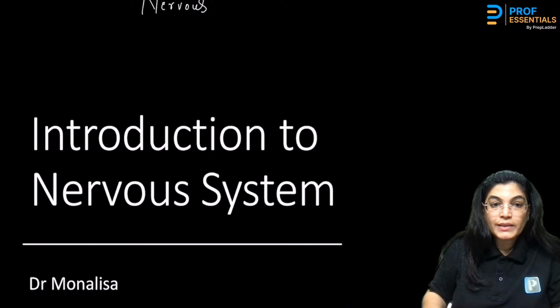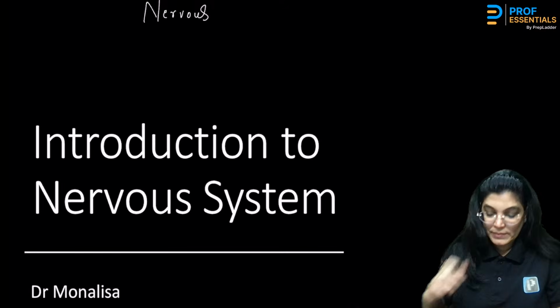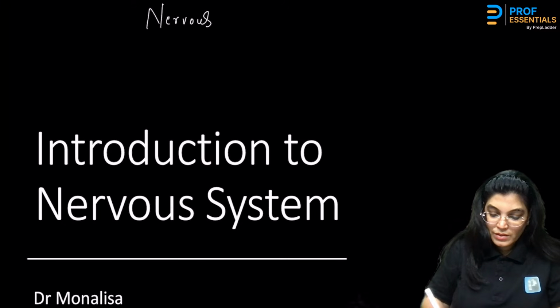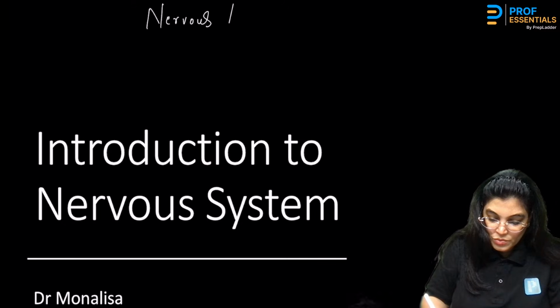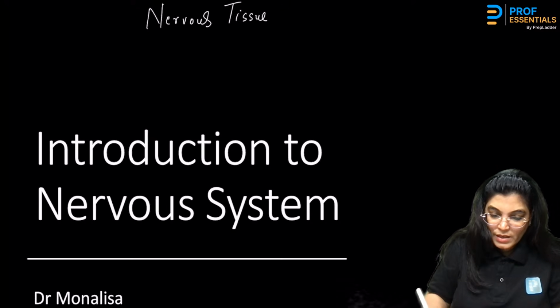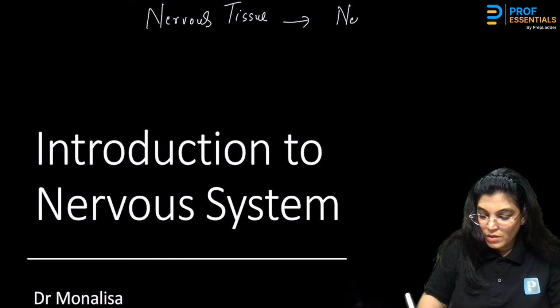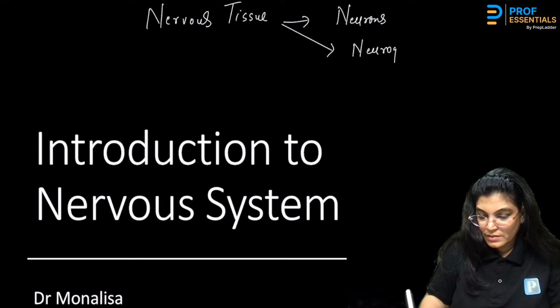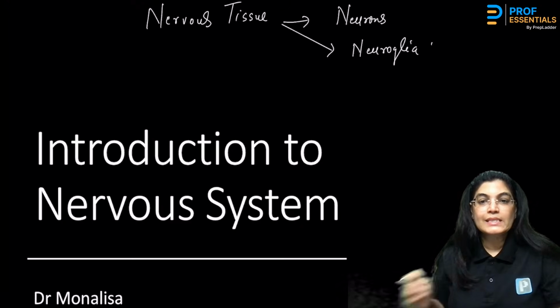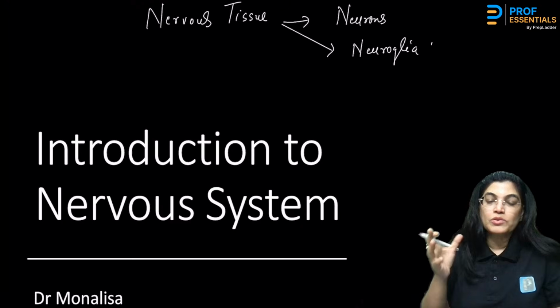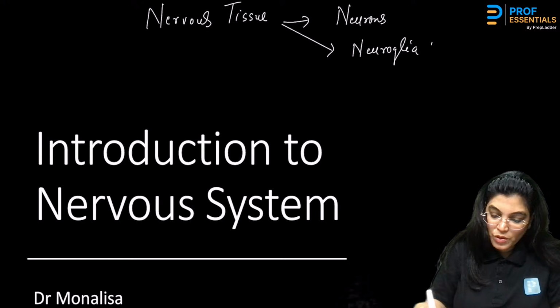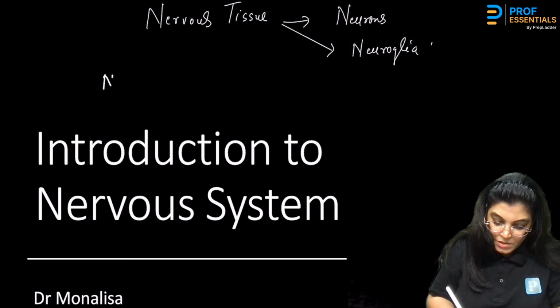So the important point is, if I am talking about the nervous system or nervous tissue, it consists of neurons and neuroglial cells. Okay, that is clear. Other is neurons. What is neurons? It is also important for you to know what exactly neurons are. So let's talk about neurons.